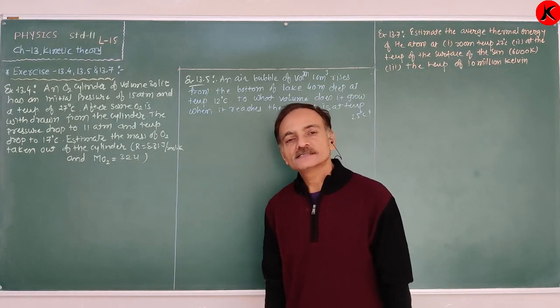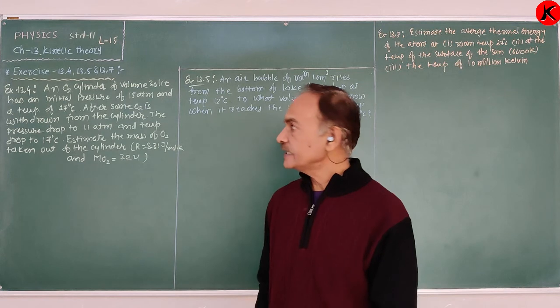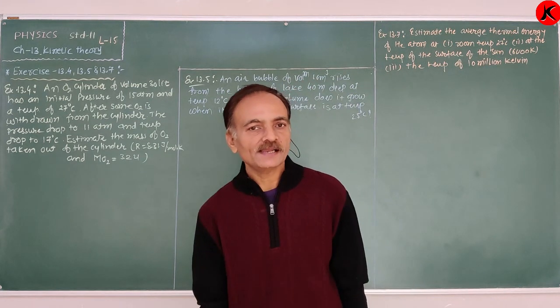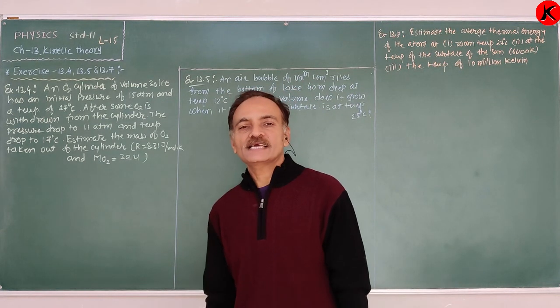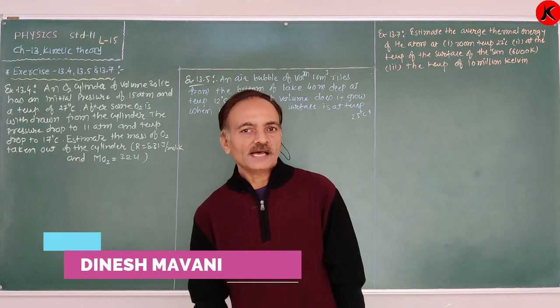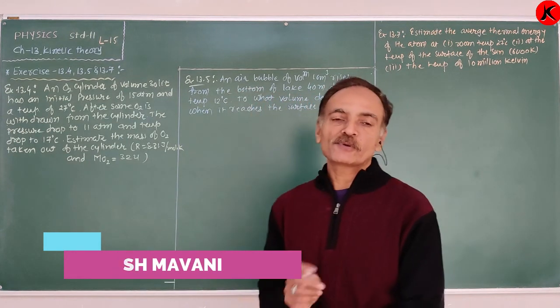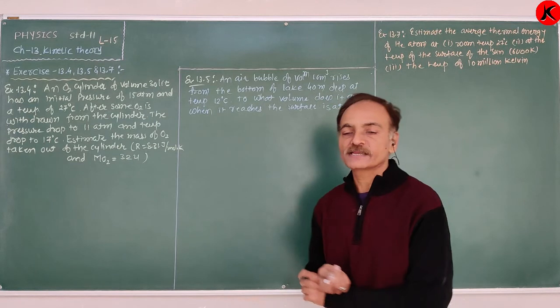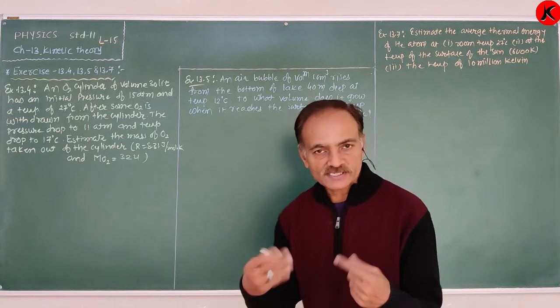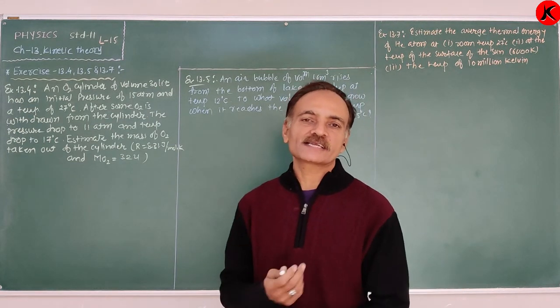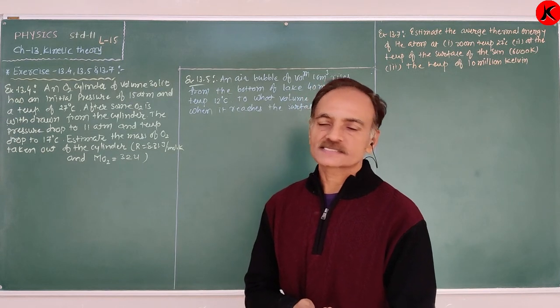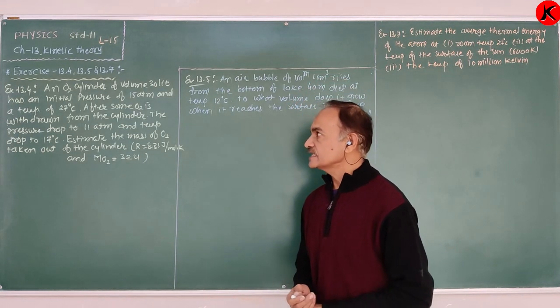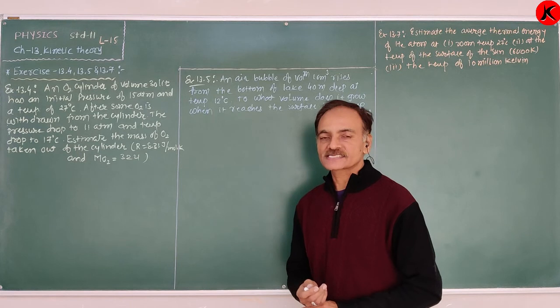Good morning, friends. In chapter 13, kinetic theory, we already discussed some numericals of the exercise and illustrations. Now the remaining numericals are 13.4, 13.5 and 13.7. 13.6 we already discussed, and also 13.9 we discussed. Now the next numerical is 13.4 of the exercise.